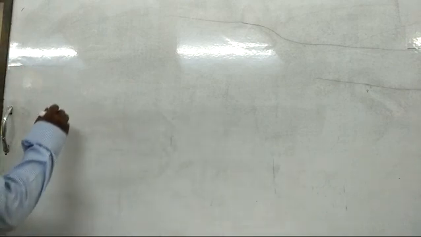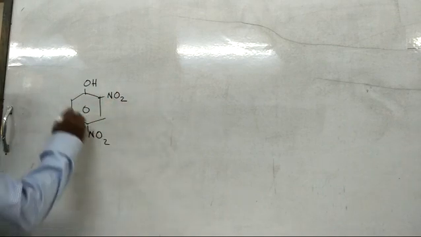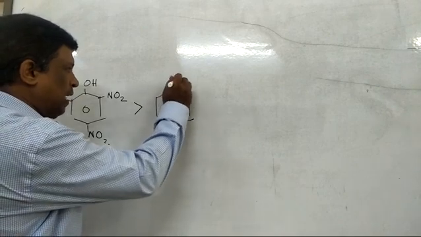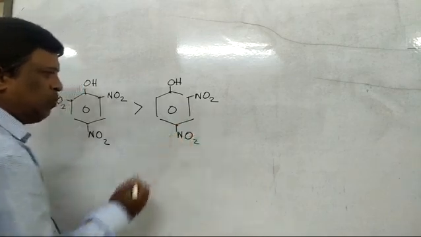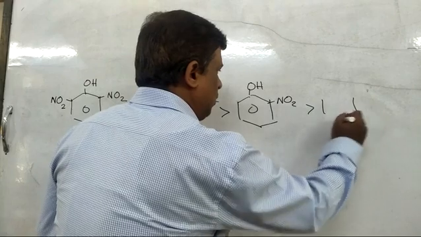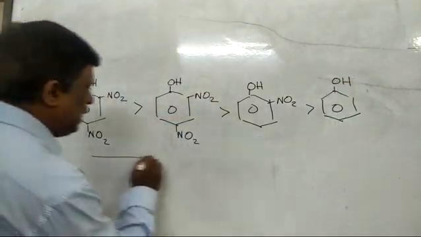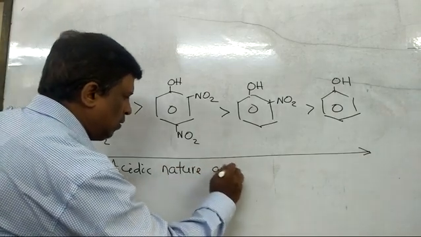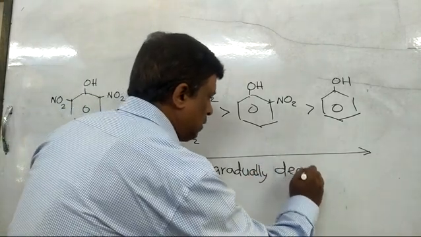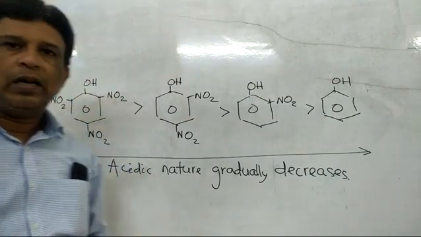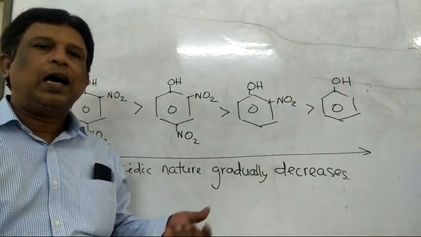Let us discuss another example, 2,4,6-trinitrophenol. 2,4,6-trinitrophenol is a stronger acid than 2,4-dinitrophenol, which is stronger than 2-nitrophenol, which again is stronger than phenol. What we observe here is that the acidic nature gradually decreases. Here we observe 3 minus I groups, then 2 minus I groups, 1 minus I group, and no group. So according to this concept, the higher the number of minus I groups, the higher the acidic nature.